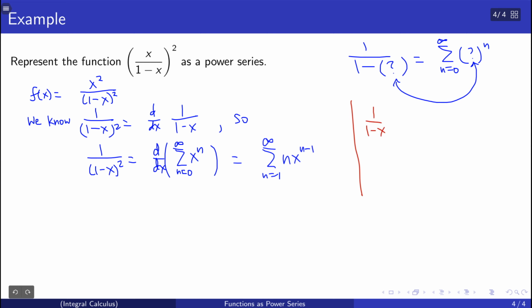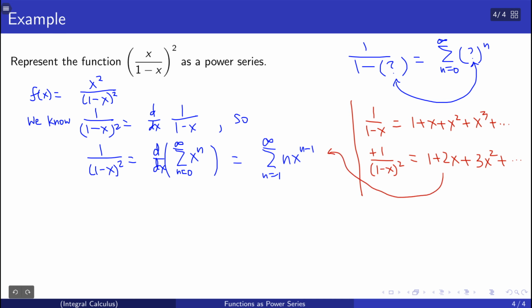1 over 1 minus x is 1 plus x plus x squared, and so on. When you take the derivative, it's negative 1 over 1 minus x squared times negative 1 again because of the chain rule. And now I take the derivative of the right-hand side. It's 1 plus 2x plus 3x squared, and so on. Right? And this series.